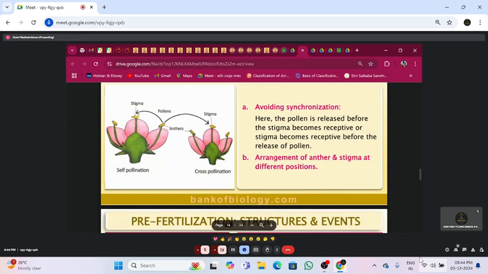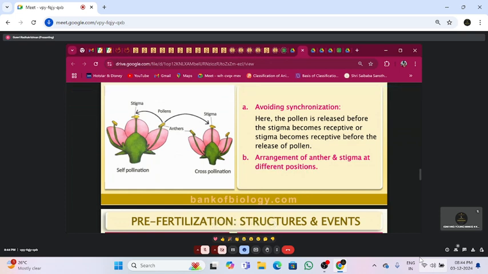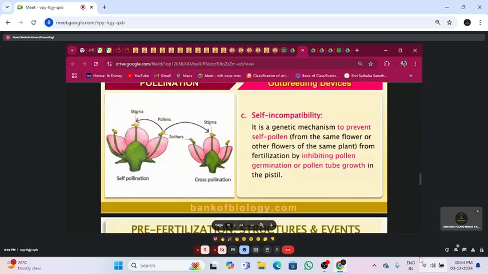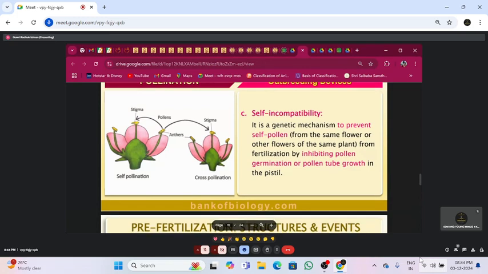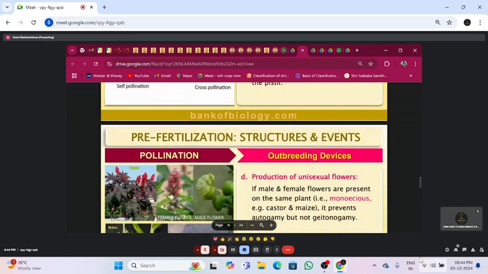The anthers and stigma may be situated at different positions, like you can see in this flower. It's not very close. It's far away, or one may be taller and one may be shorter. And then self-incompatibility: when a pollen falls on the stigma, if it's not compatible, it will not allow pollen germination or pollen tube growth. So that is self-incompatibility, and that way it prevents self-pollination.